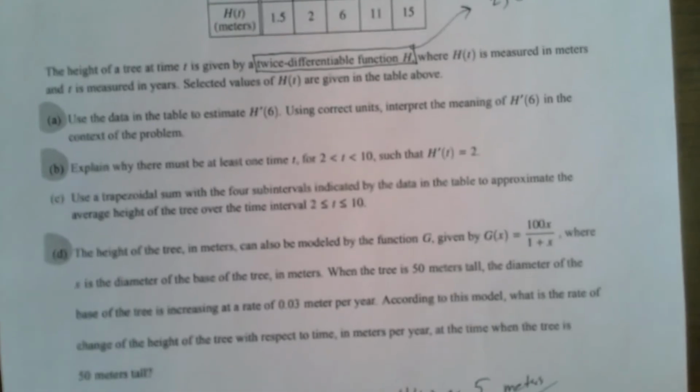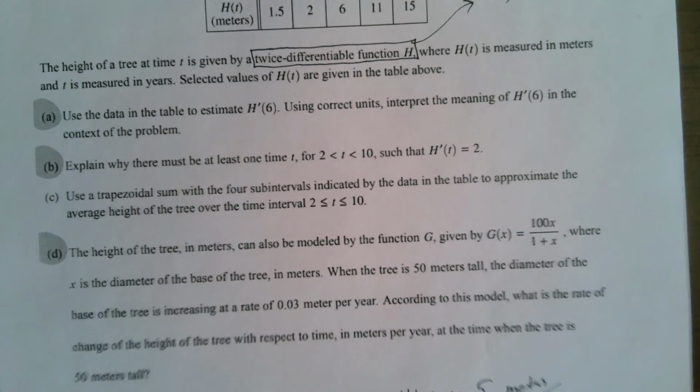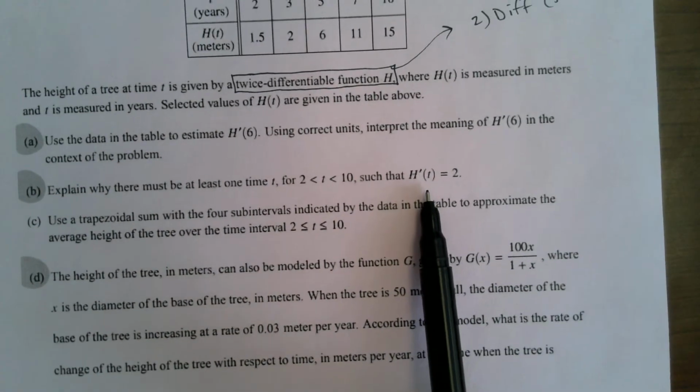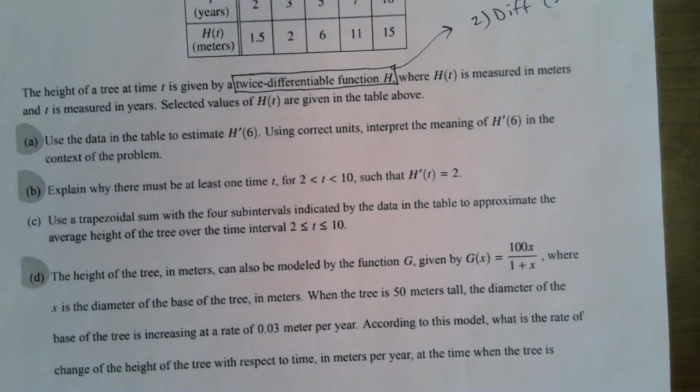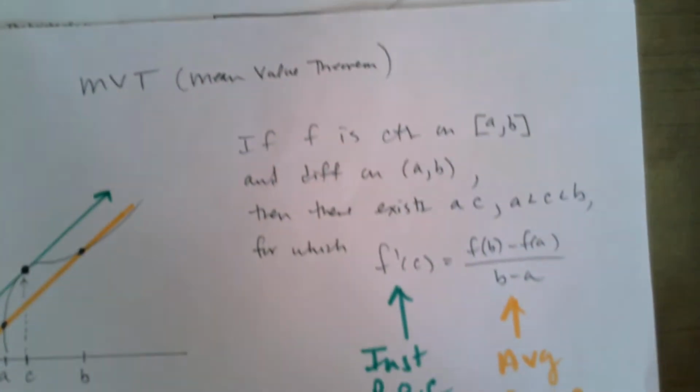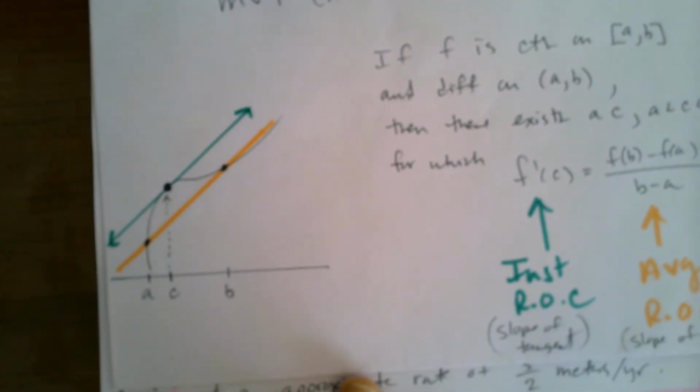Explain why there must be at least one time t for t between 2 and 10, such that h prime of t equals 2. Guys, if ever they're asking you to explain why a derivative must take on some value, that needs to make you think of the mean value theorem. Okay, the mean value theorem says this.